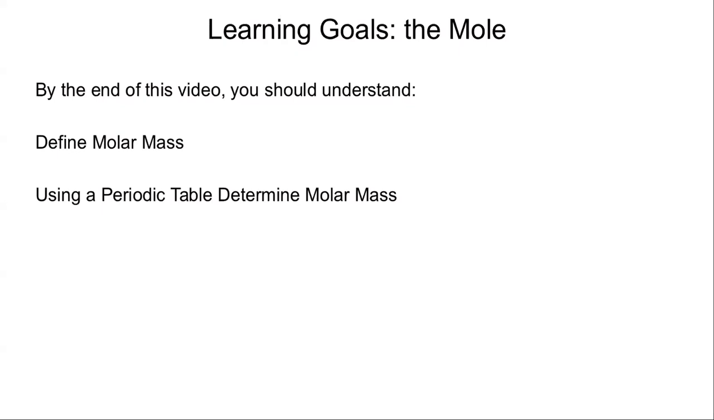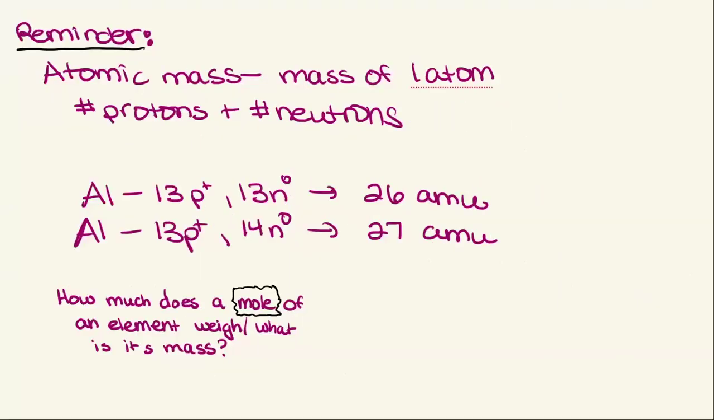In this video, we're going to define molar mass, and we're going to talk about how to use a periodic table to determine the molar mass. So just a reminder, you know how to get the atomic mass of one atom. You would take the number of protons and the number of neutrons and sum them up. So if we had aluminum with 13 protons, 13 neutrons, add those up, that would give me 26. If I have an isotope of that first atom, it would have 13 protons, 14 neutrons, and that gives me an atomic mass of 27.